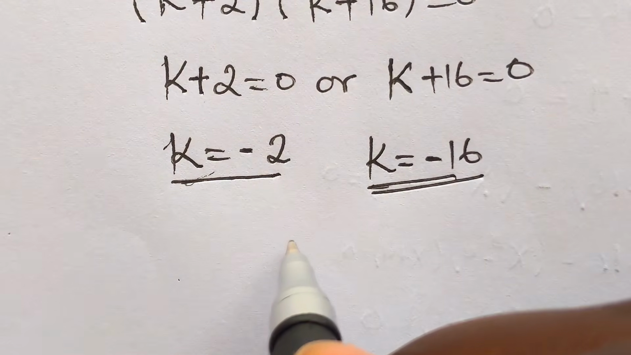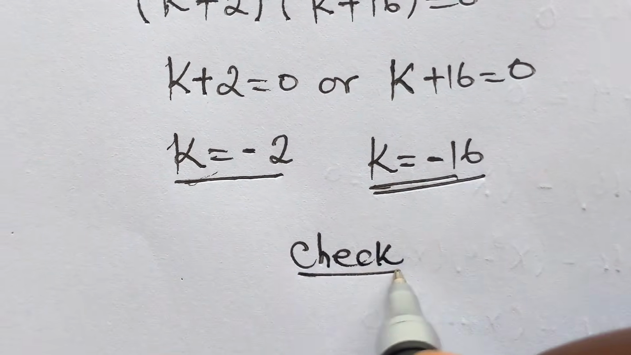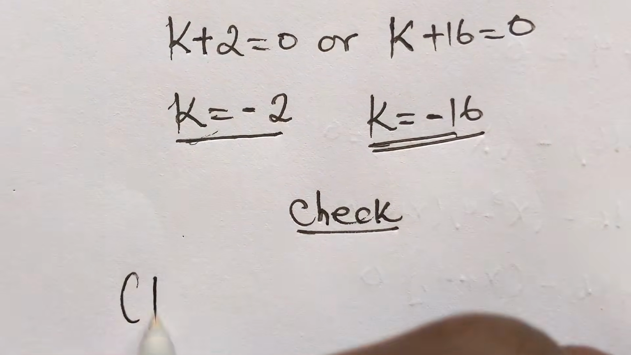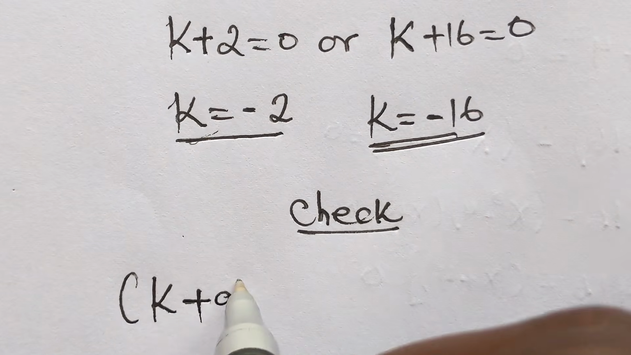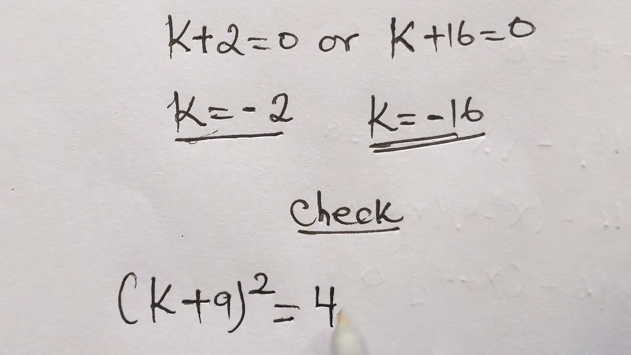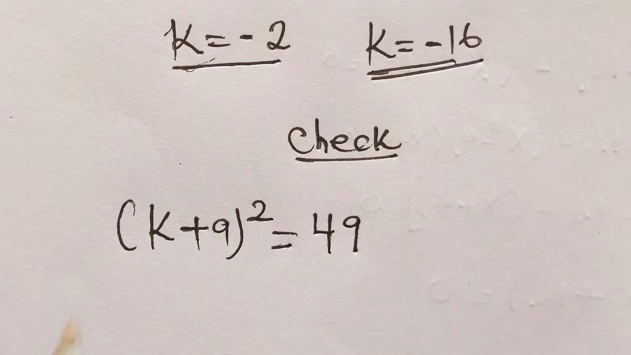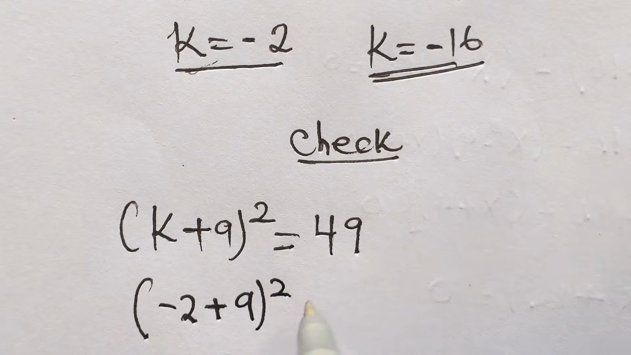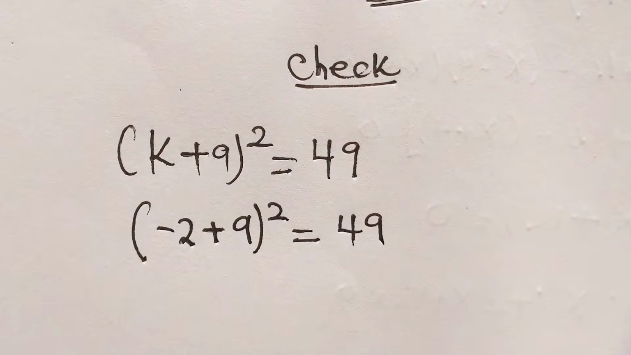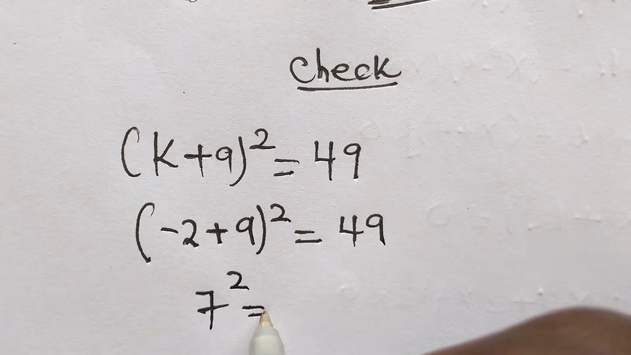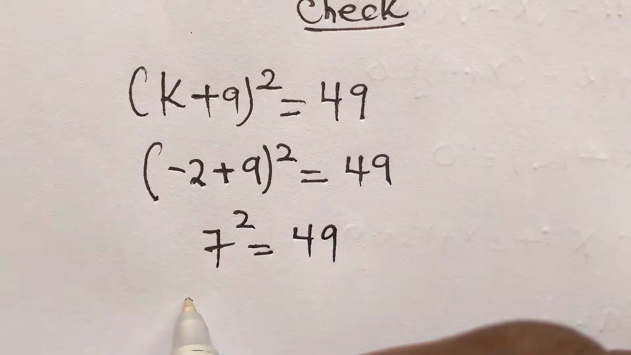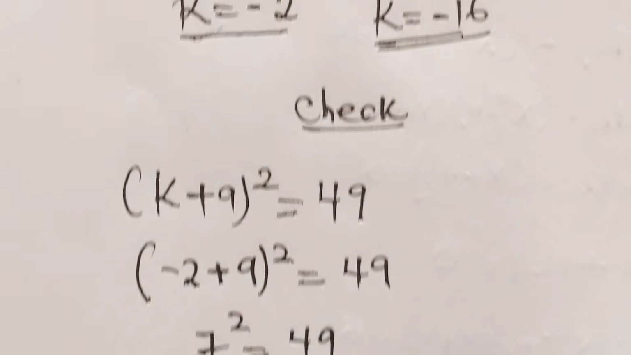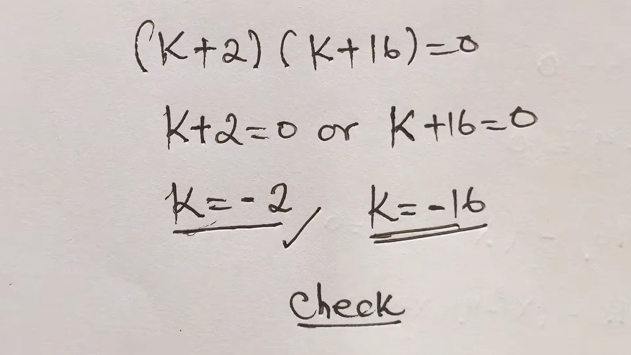And we shall try to check our question, whether our solution is correct. We have (k + 9)², which is equal to 49, and of course k is negative 2, so (−2 + 9)² is equal to 49. We shall get 7², which is equal to 49, and of course 7² is equal to 49, which means that this value is correct.